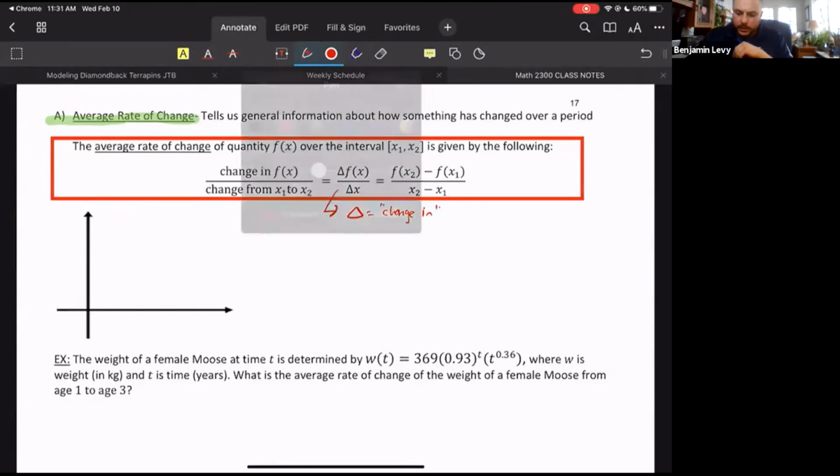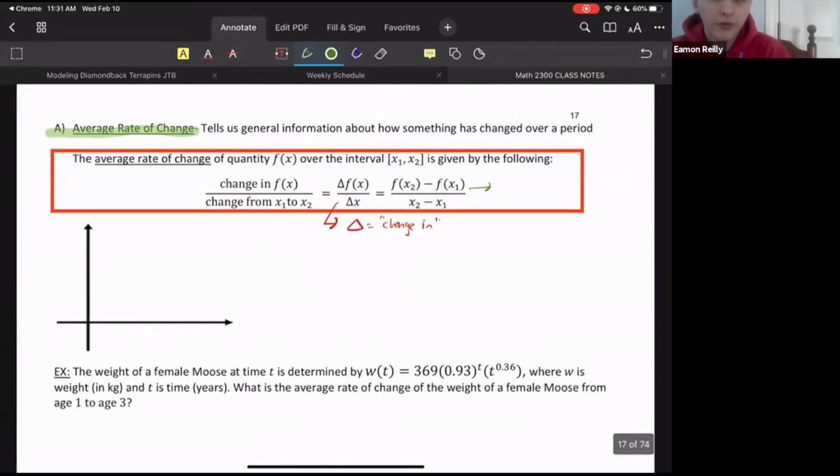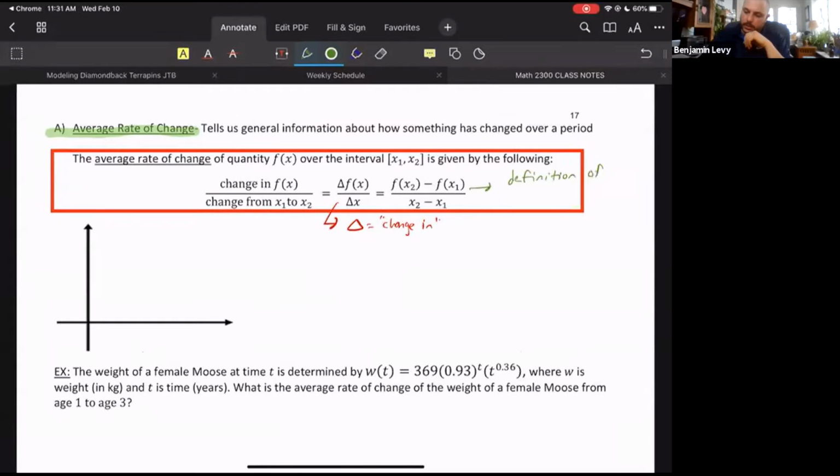So what else does that look like, right? This should kind of look familiar, like something that you see in previous classes. I know I harp on pre-calc a lot. We see this in pre-calc, but we see it in lots of other places too. What is that? The slope formula, right? Yeah, that's the definition of the slope.